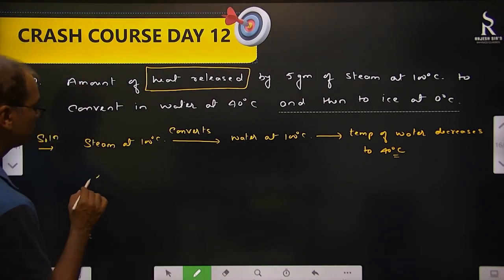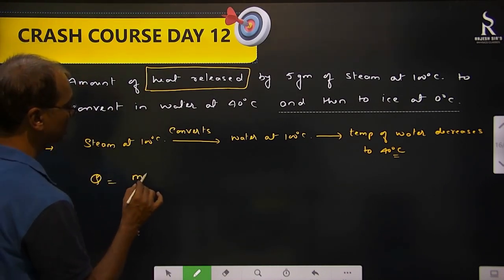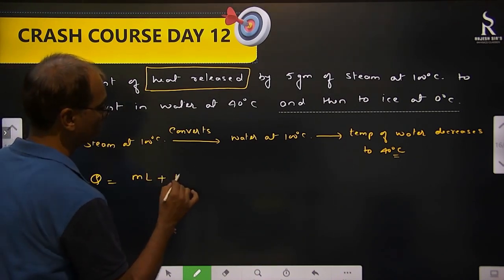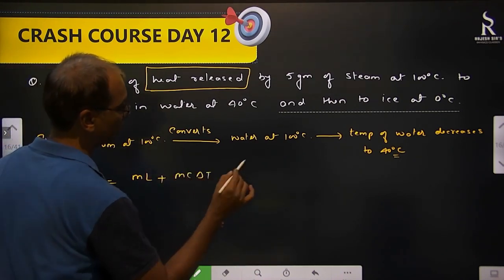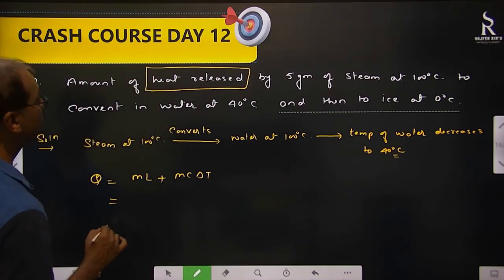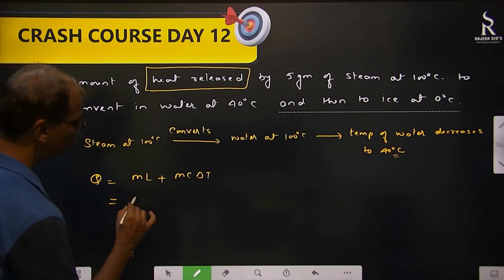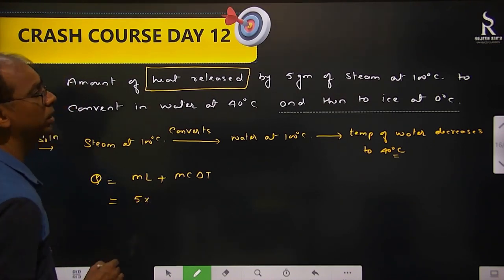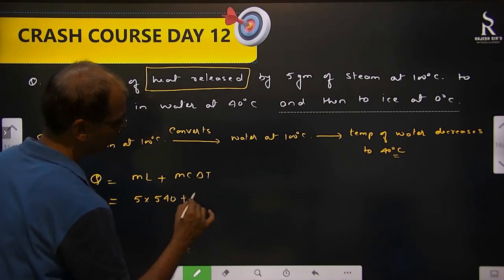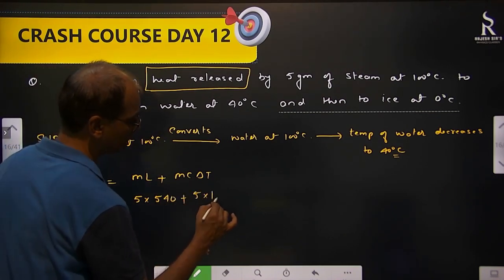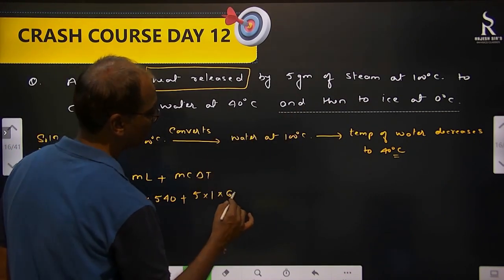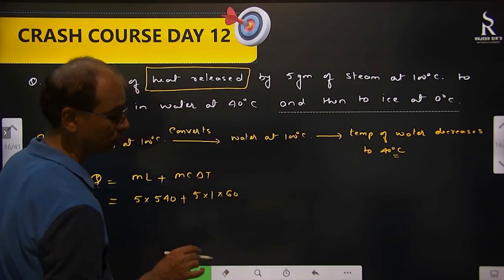Okay, so steam at 100 degrees centigrade first converts into water. So, Q is mL first. Latent heat of vaporization we will use. Then mcΔT, because now the temperature of water is going to change. So, what is mass? 5 gram. Latent heat 540 calorie per gram. Plus again 5 gram. Now water, then temperature changes from 100 to 40, so 60 degrees. This is heat released. Okay.